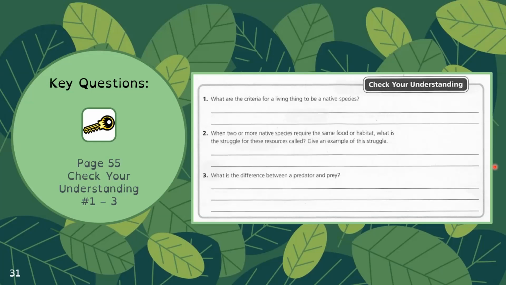All right, so now you should be able to answer the questions on page 55, the check your understanding questions 1 through 3, just knowing what the differences are between native species, non-native species, and invasive species.